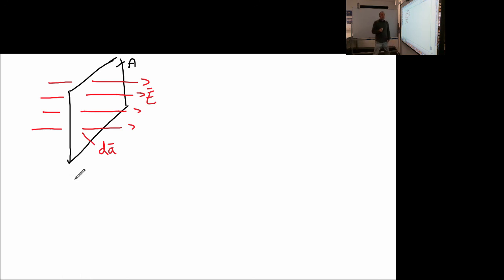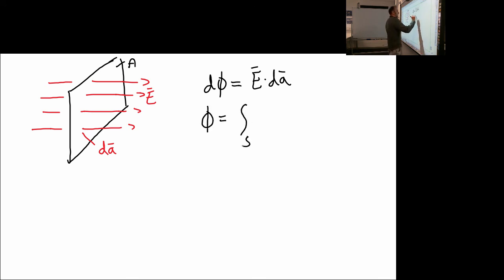Now we can write an expression for our flux through each of these infinitesimal surface area elements as d phi, which should be equal to E dot dA, and now our total flux is just going to be the integral over the surface. So now we have phi is equal to the surface integral of E dot dA.